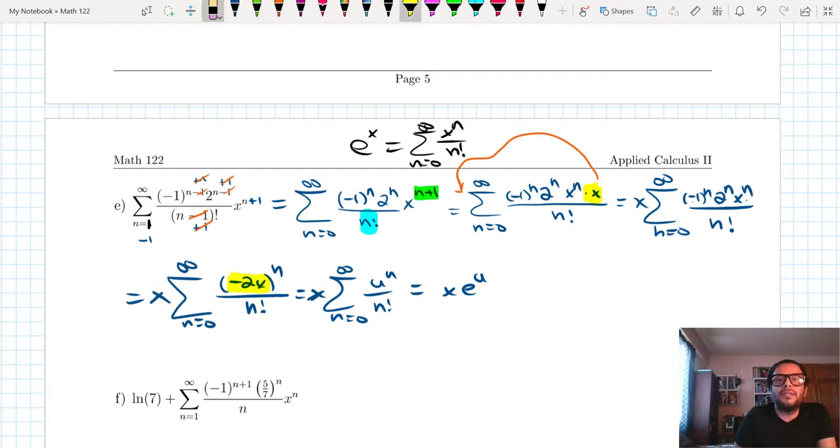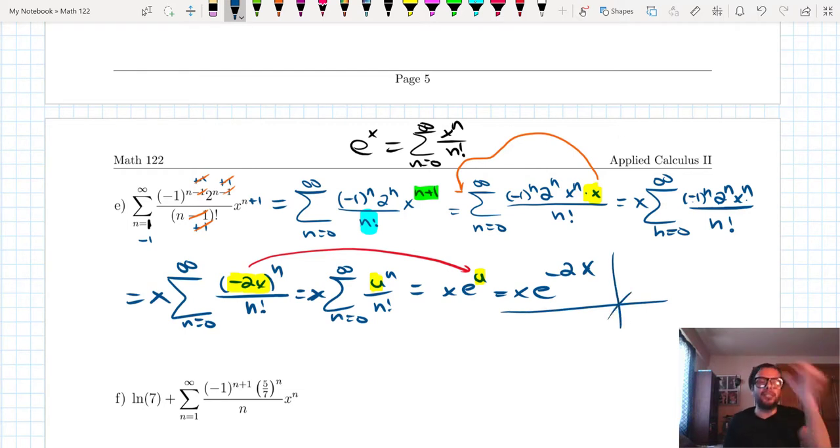So in this case, let's highlight this with yellow just to show you where it is going to go and where this is coming from. Okay, so finally x e to the negative 2x is the function being represented by the given series.